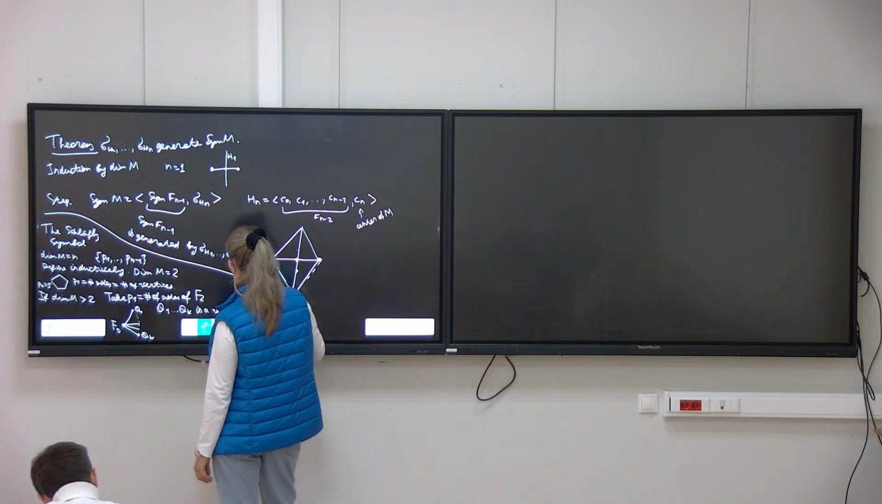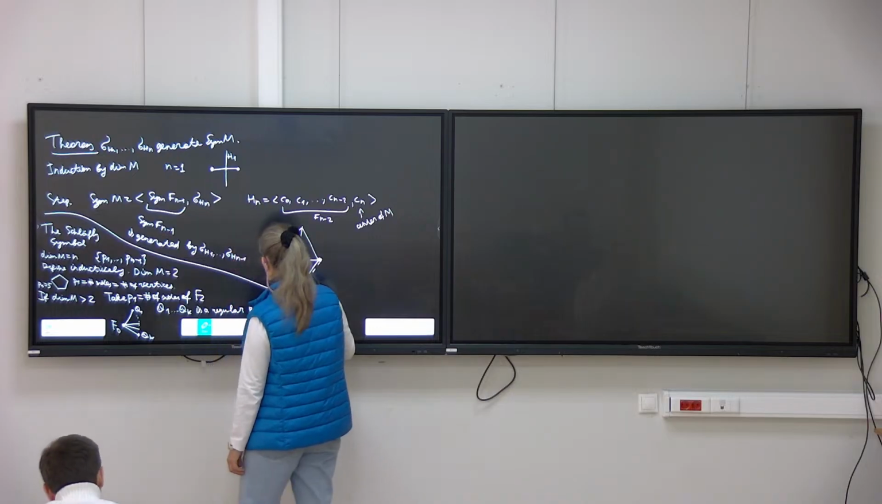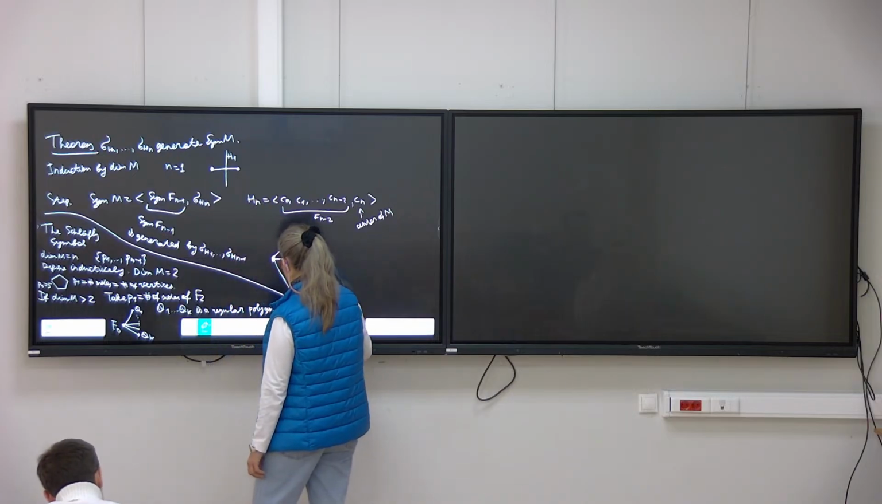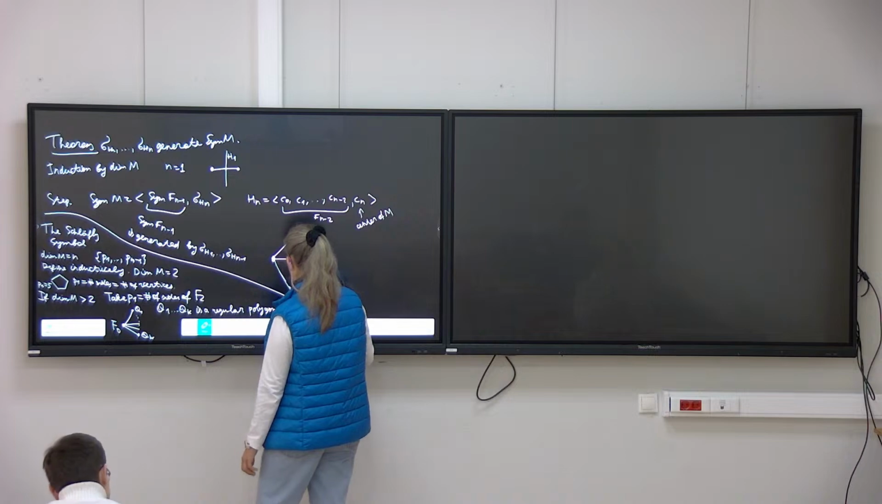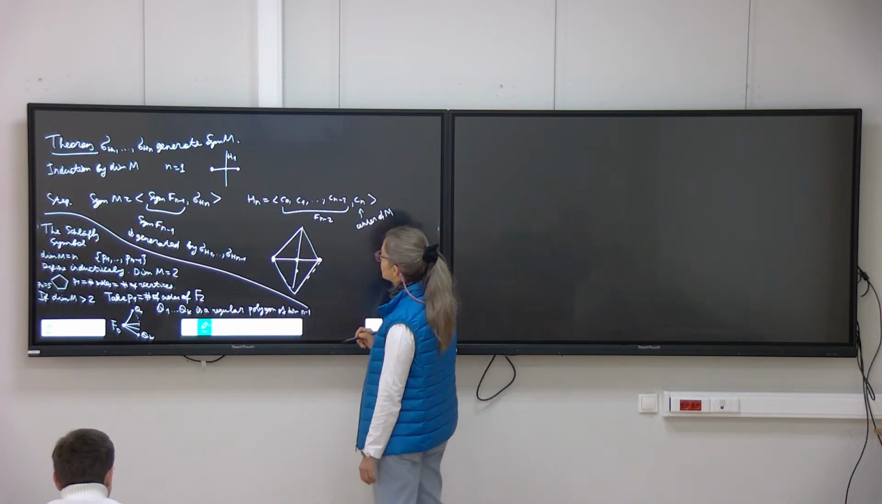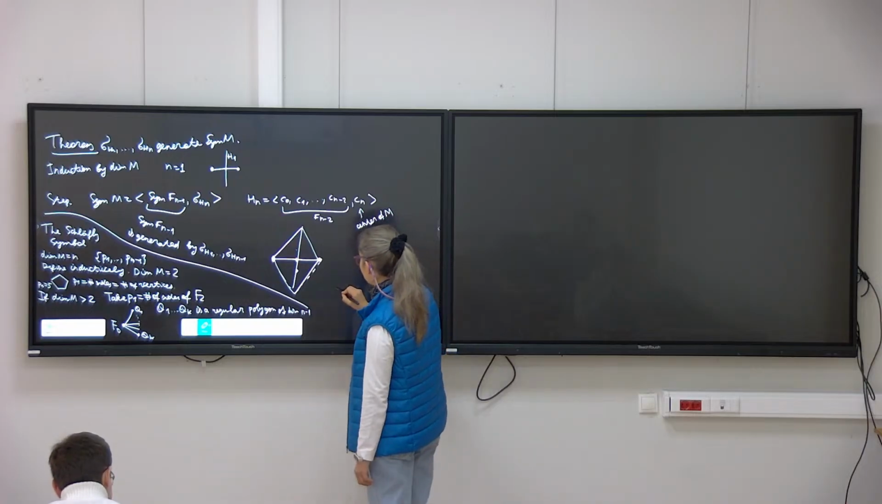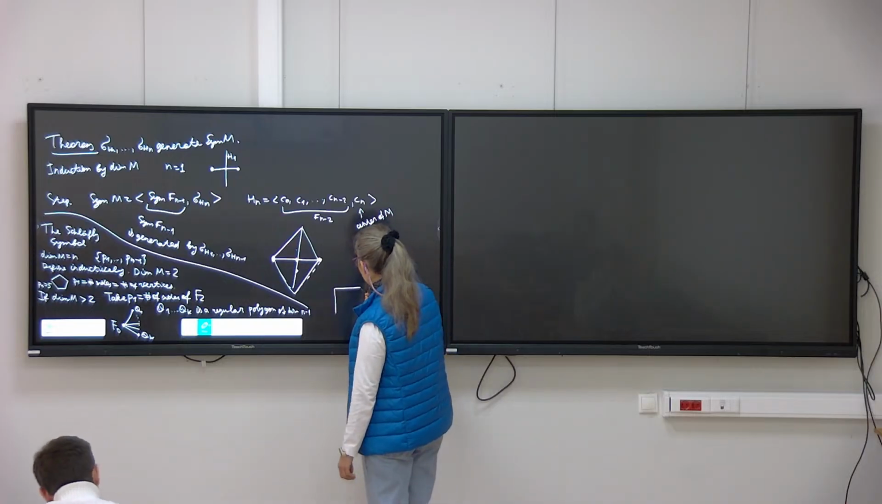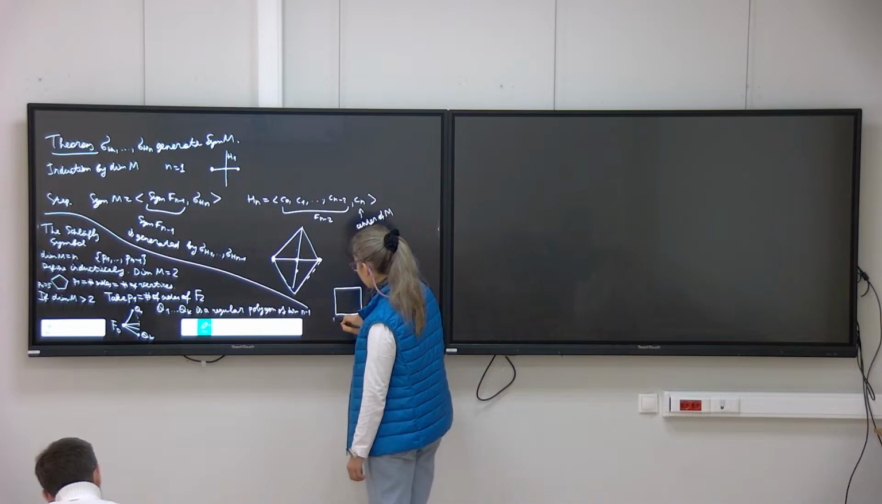So I can draw for the cube of dimension n minus 1. What is this construction for a cube? F0 was here.